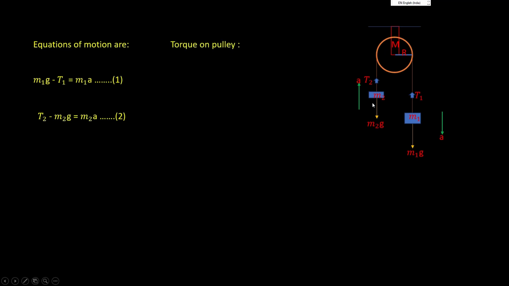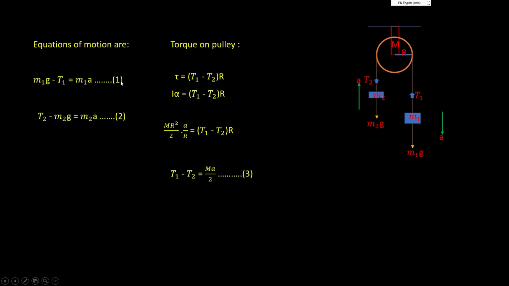Now we will calculate torque on this pulley. Torque tau equals T1 minus T2 into R. Now we replace tau by I alpha. I is the moment of inertia of this pulley and alpha is its angular acceleration. Now we replace I by mr square by 2 and alpha by a by R. Further we simplify: T1 minus T2 equals ma by 2.